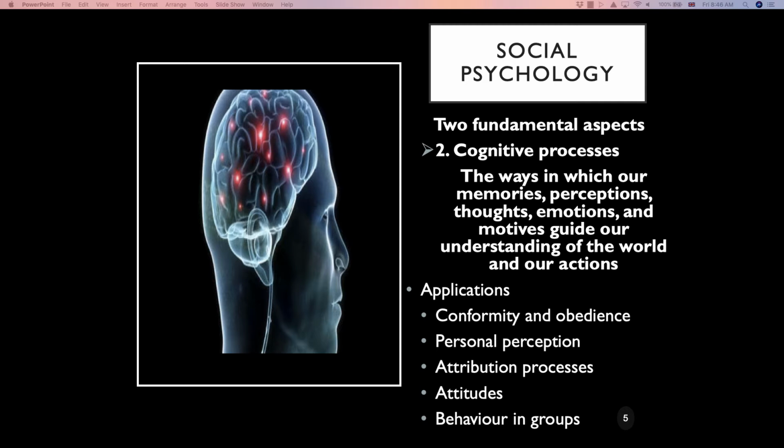If somebody's in a uniform, are you more likely to do what they ask you to do just because they're wearing a uniform? So what about obedience? How does that influence our thoughts, our emotions? What about attributions? The way in which we explain behaviour. How is that connected to our memories, our emotions? And we'll go on to talk about that in a minute.